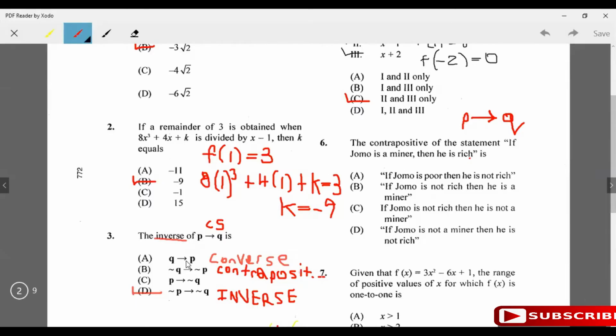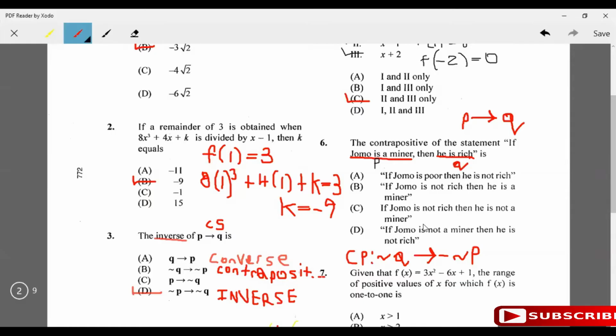What they want right here is the contrapositive of this conditional statement. This is the contrapositive: not Q implies not P. So the contrapositive, I'm going to call it CP, is not Q implies not P. That's what they want. First we have to identify our P and our Q. This is our P, Jomo is a minor. So write that down as P. Q is he is rich, that's Q.